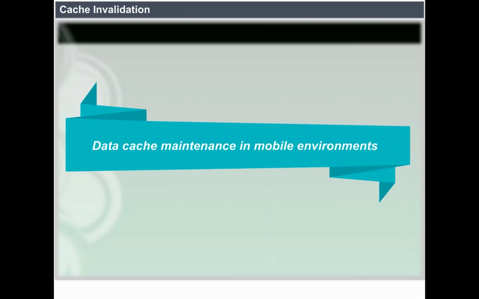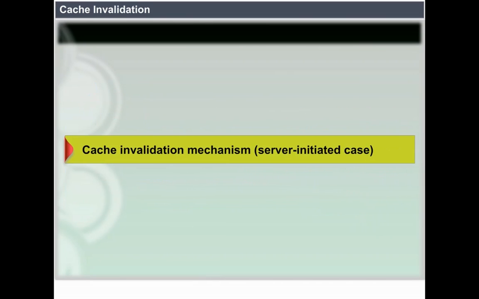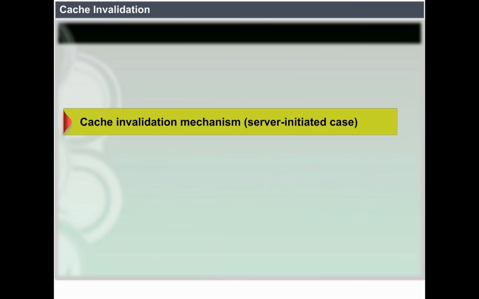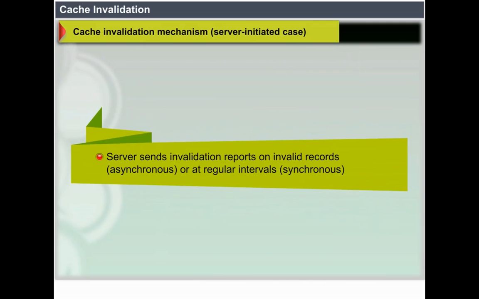Data cache maintenance in mobile environments. Cache invalidation mechanism, server-initiated case. The server sends invalidation reports on invalidation of records, asynchronously, or at regular intervals, synchronously.